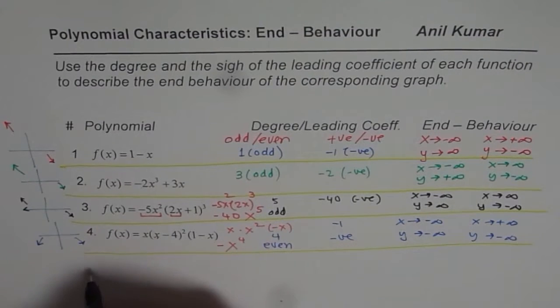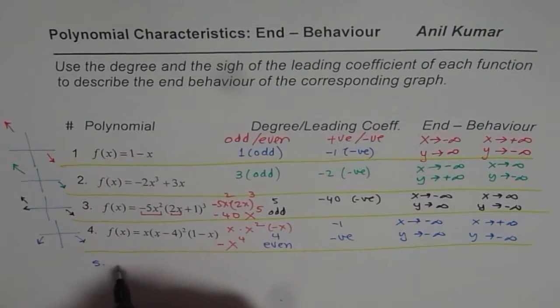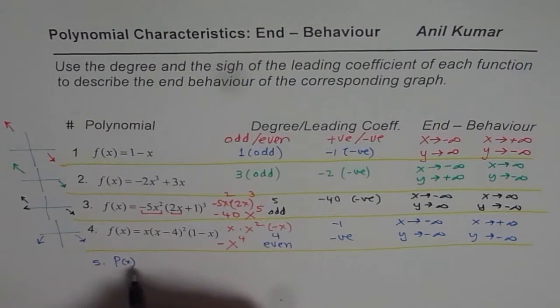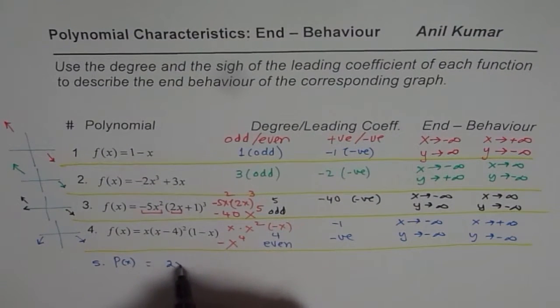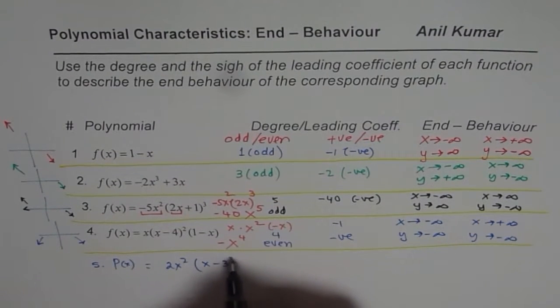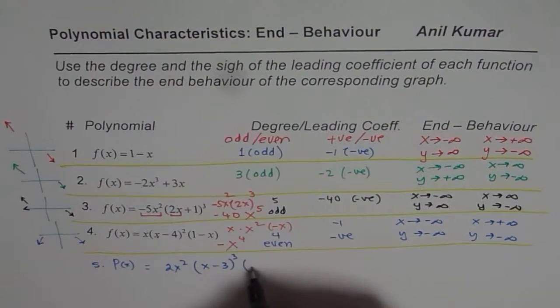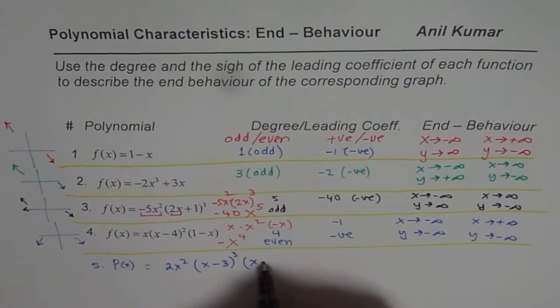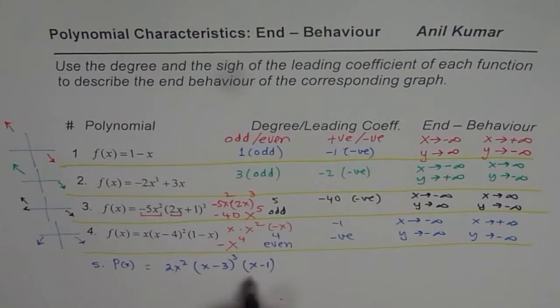Now since I solved all of them for you, here is the question for you. Let's say we have a polynomial which could be written as 2x squared times (x minus 3) to the power of 3 times (x minus 1). You need to write down the end behavior for this function. I hope you find it simple and the explanation helpful to solve such an example.